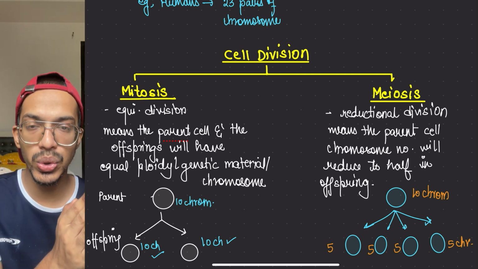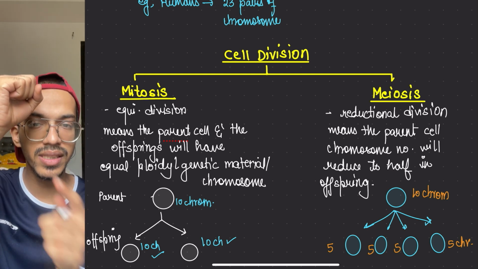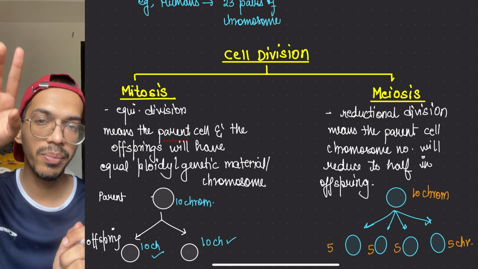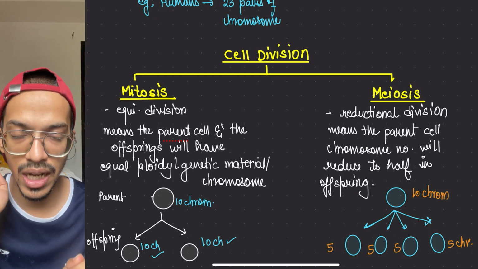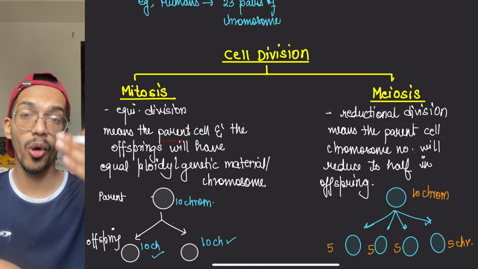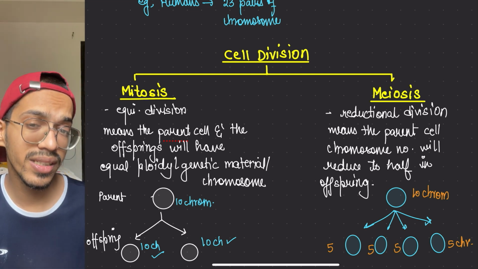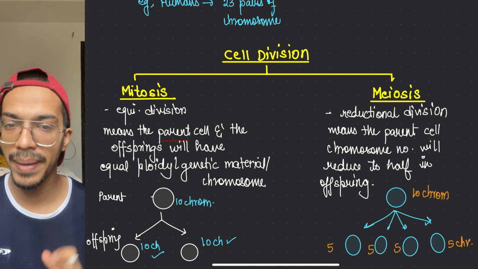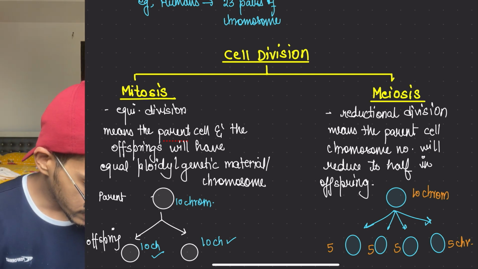But if we go to the meiosis, then what happens? From a single cell 4 cells will form, and the 4 offspring cells will have half of the ploidy level compared to the parent. So here the cells which will be formed, their ploidy is half. So these cells are often called haploid cells with respect to the parent. Okay, these things are there.